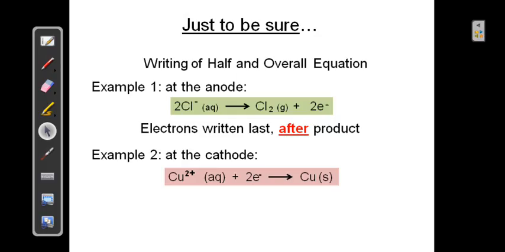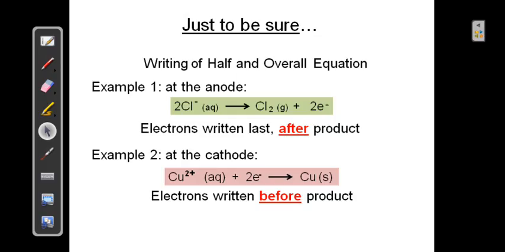Always remember that electrons are written last, after the product, for the anode, and electrons are written before the product at the cathode. So if you can remember this, you will not make any unnecessary mistakes.